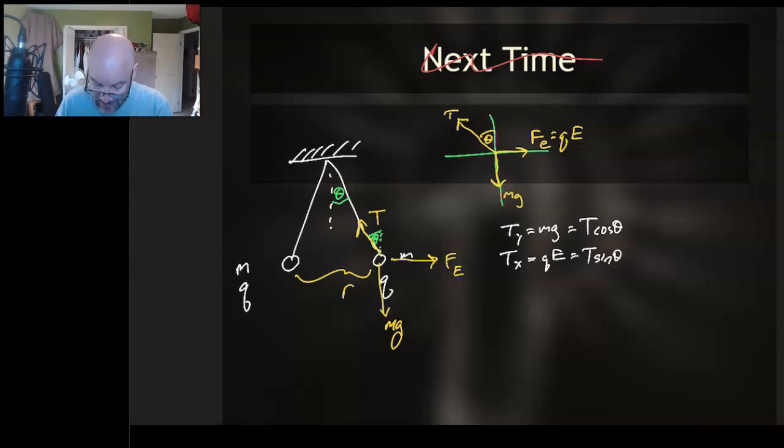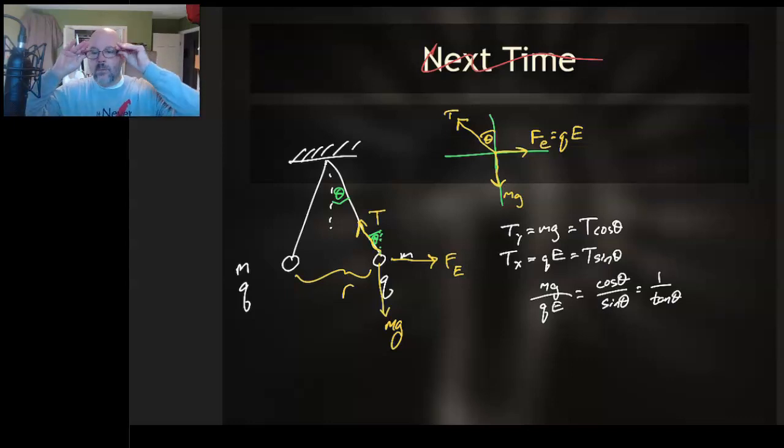Now, if I divide these two equations, I'm going to have mg over Qe is equal to cosine theta over sine theta. Just like that. And that's actually 1 over tangent. We could call it cotangent. Sure, we could go down that road. But really? Cotangent? Who wants to go there? You know what I'm saying? Okay. So now you can see.